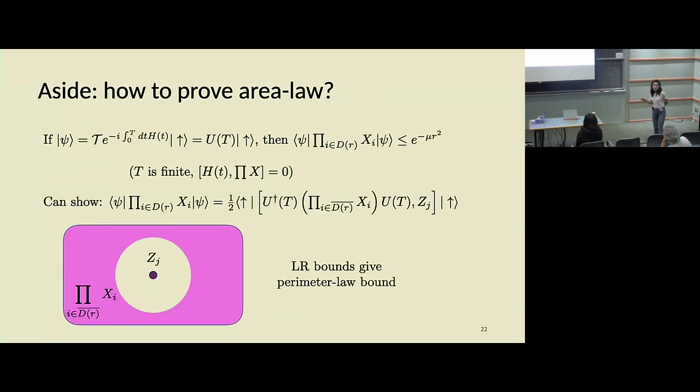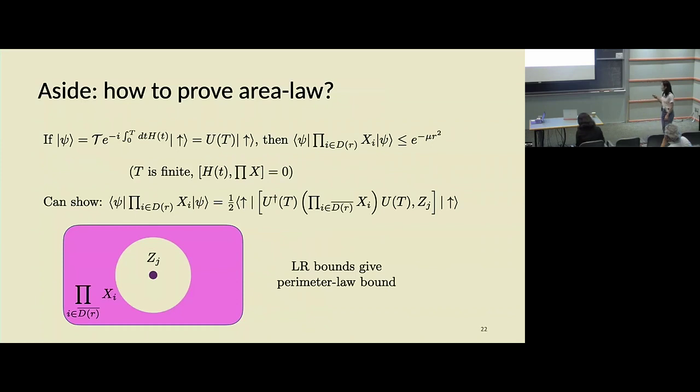And now you can use Lieb-Robinson bounds, right? Because this is an operator supported way out here, and it's time evolved by something that's finite time, it can only leak with exponential decay inside of this disk. So this commutator with the Zj should decay as the radius of this disk. So that's how people usually prove bounds on order disorder parameters. However, the Lieb-Robinson bounds only give a perimeter law bound. It's always something linear in distance. So it can't give you something that decays more strongly, like with area, like what we wanted.